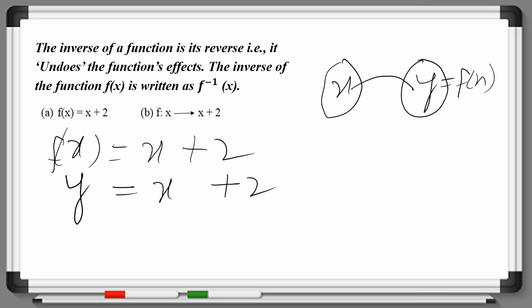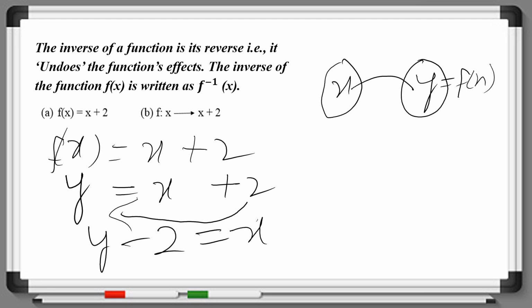So here I replace f of x by y is equal to x plus 2, and plus 2 when we send to this side it becomes minus 2. Either you can subtract 2 from both sides, y minus 2 is equal to x plus 2 minus 2, the 2s will get cancelled, you will get x, or by transposition, we shift plus 2 from right to left, so the plus sign changes to minus sign, y minus 2 is equal to x.